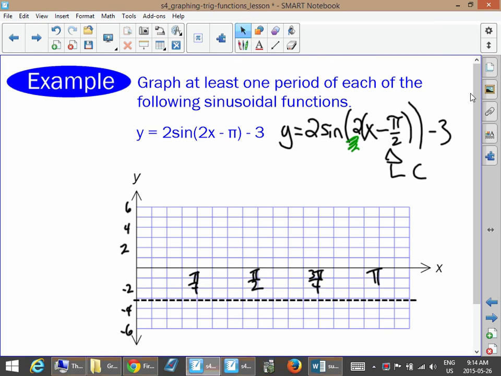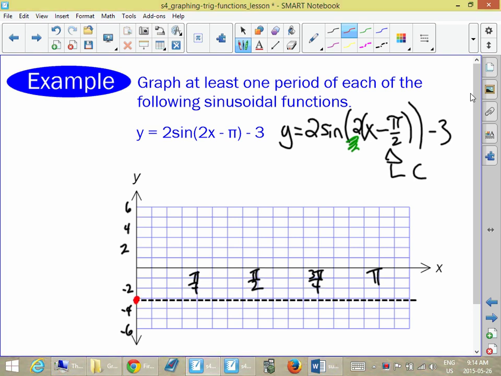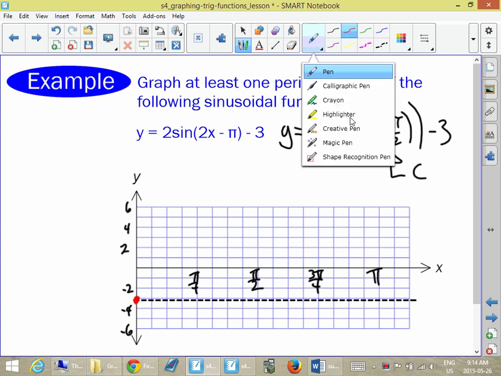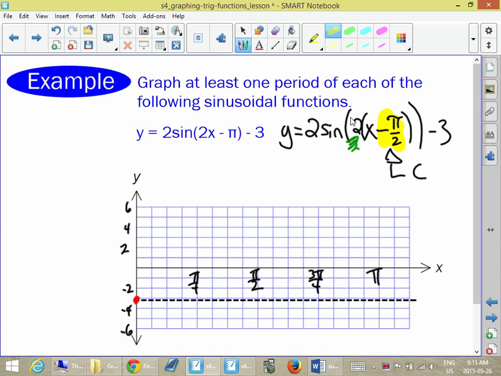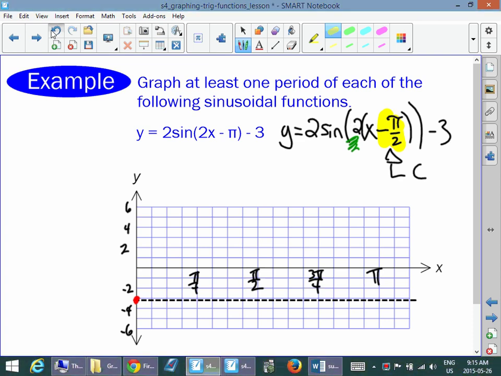Normally, we'd be starting on the vertical axis, right? But we have a shift of pi over 2 to the right. Pi over 2 to the right. Okay? So, in other words, instead of starting on the axis right here, where I've got that red dot, we have been translated pi over 2 to the right. Okay? So if we're being translated pi over 2 to the right, that means that we're really starting right here.